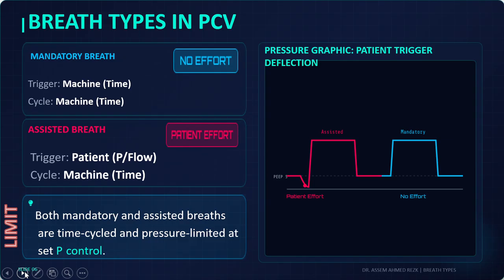Breath types here: in the mandatory breath there is no effort; trigger by machine, cycle by machine. In the assist breath, there is patient effort; trigger by patient, pressure or flow, cycling by machine. Both mandatory and assisted breaths are time cycled and pressure limited in pressure control. Here is the curve for assist and the other curve for mandatory.